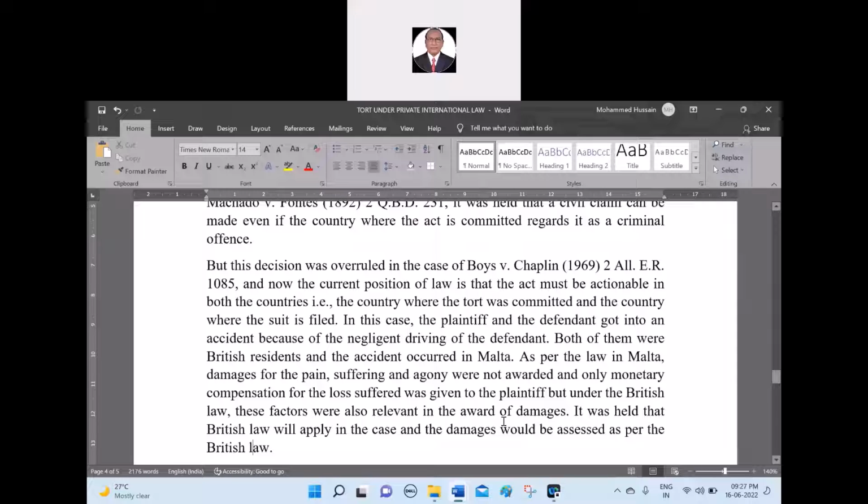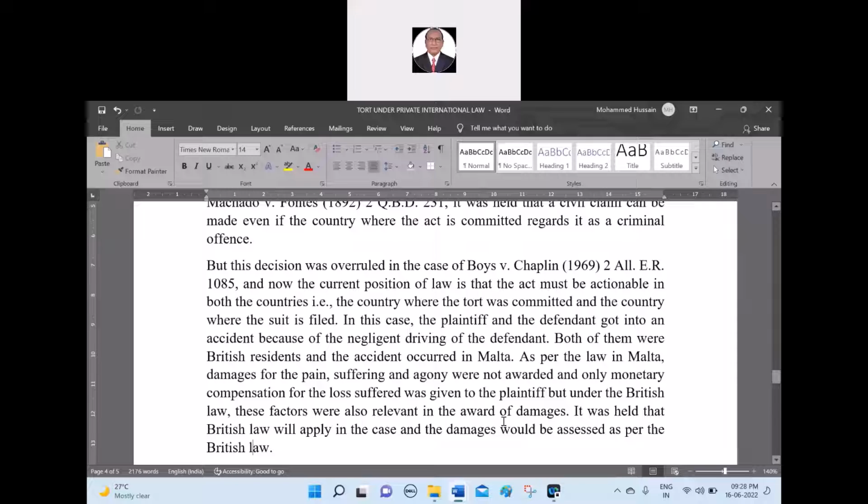These factors were also relevant in the award of damages in England, but not in Malta. Malta gives only compensatory damages. It was held that British law will apply in this case and the damages could be assessed as per British law. Let me explain, then I will come to your point. The two persons are British citizens, and they went to Malta. Because of the negligence of the defendant, the plaintiff was injured. The accident happened.